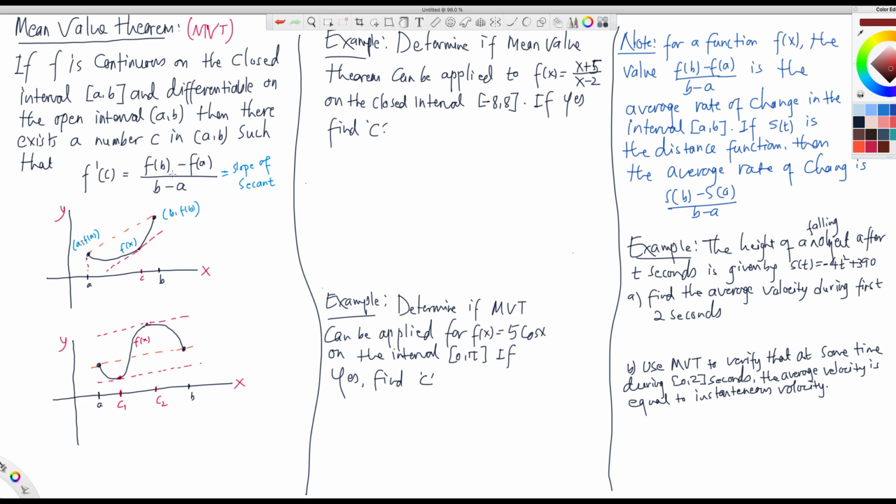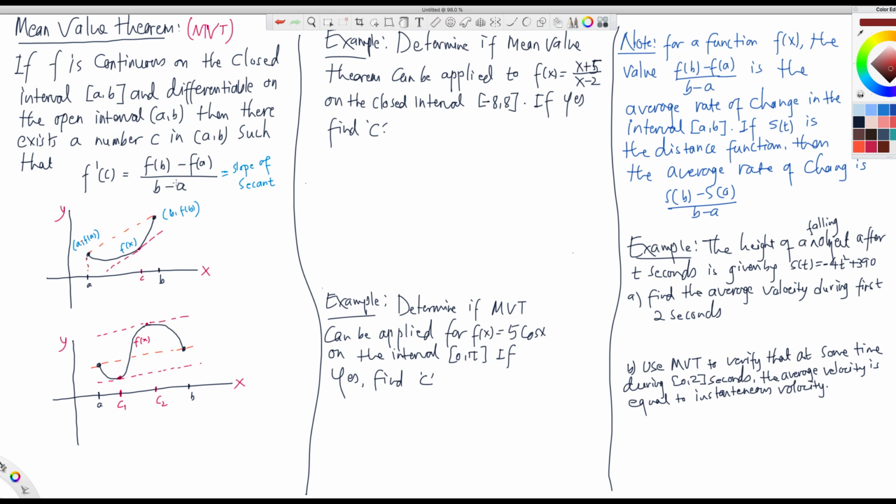In other words, if f is continuous on the closed interval [a, b] and differentiable on the open interval (a, b), then you will be able to find a point c between a and b where the slope of the tangent is equal to the slope of the secant line joining the endpoints. That's what it says. In other words, the secant slope gives you the average velocity, and the tangent slope is the instantaneous velocity.